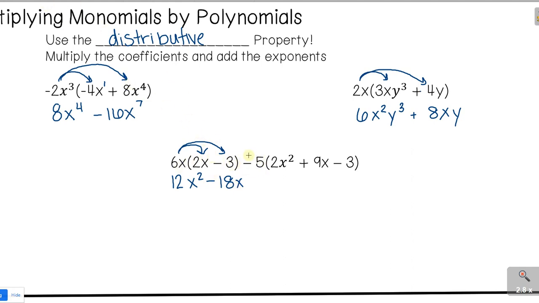Now we have the second one. So we're going to take -5 and multiply it in. -5 times 2x squared is -10x squared. -5 times 9x is a -45x. And -5 times -3, negative and a negative make a positive. 5 times 3 is 15.